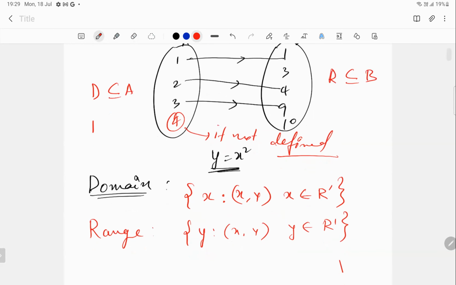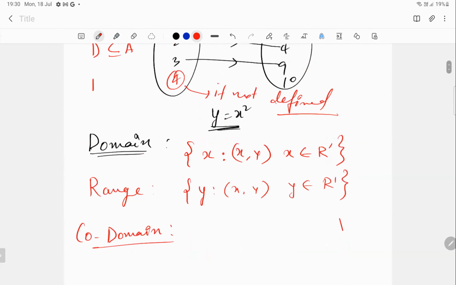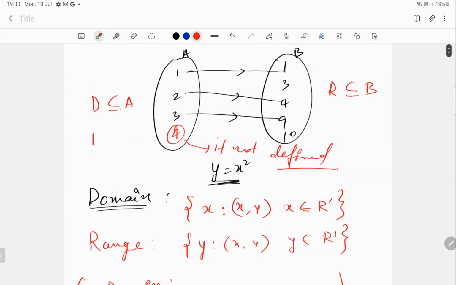Now there is something called codomain. Codomain is all the values of set B. All the elements of set B will be your codomain, whether they are included in the range or not. Even 3 and 10 are in the codomain. That means range is a subset of codomain. Write down.